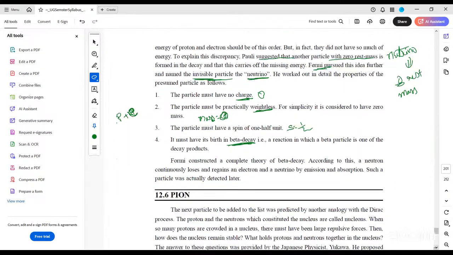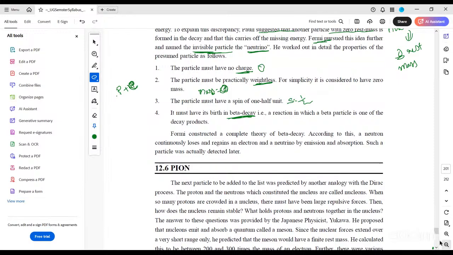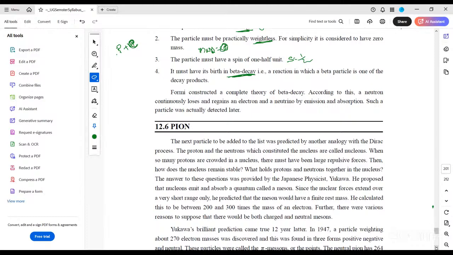So this is about neutrino. After discussing neutrino, the next one is pion. Pion is represented with pi. Again, it is of three types: pion with positive charge, pion with negative charge, and pion with zero, neutral charge. Who proposed this? This was proposed by a Japanese physicist called Yukawa. He proposed that nucleons emit and absorb quantum radiation called meson. And whatever forces are there across the nucleus, those are short range forces, he said.